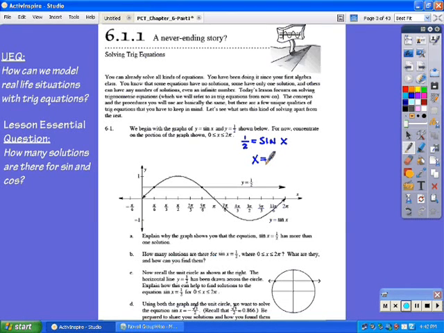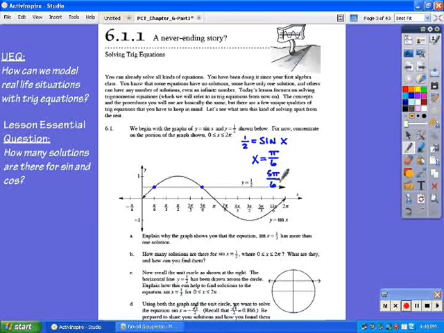Now in chapter 4, you were taught to use your unit circle. You should have that memorized by now, and try to locate everywhere sine equals 1/2, which if you do have that memorized, you would know that that would be at pi over 6 and 5 pi over 6 on the unit circle. So pi over 6, 5 pi over 6 would be our two solutions.